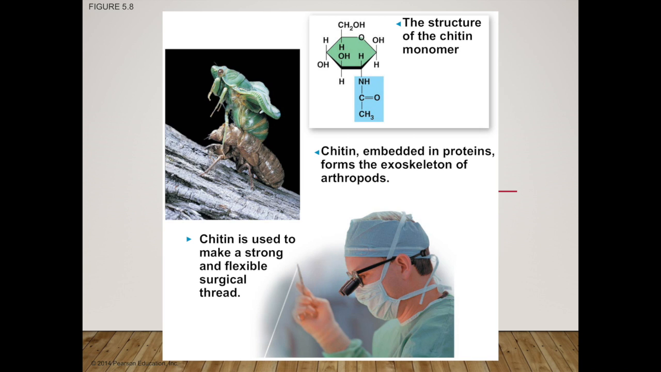So if you have dissolving sutures, if you get stitched up from a surgery or from misadventure, then you might be getting stitches made with a type of sterilized chitin.